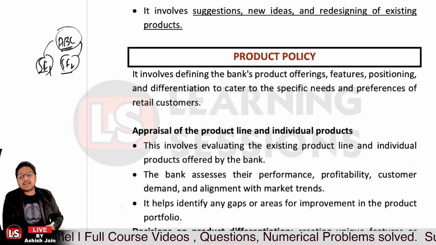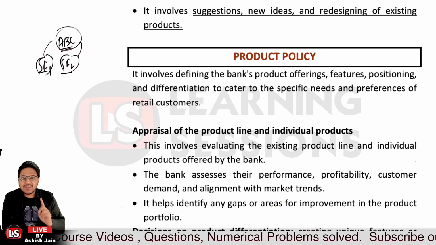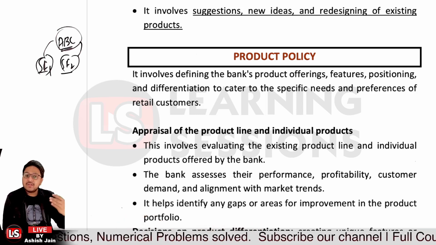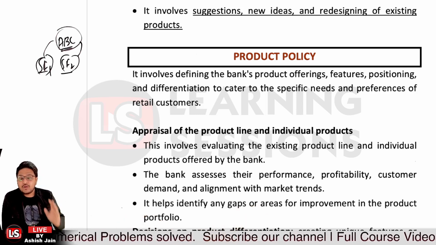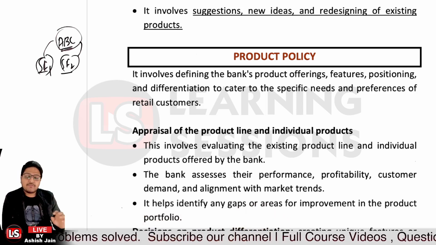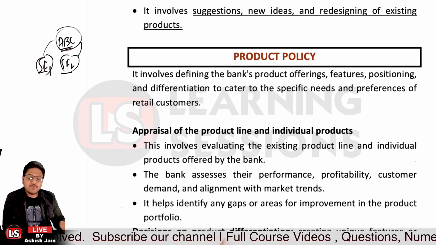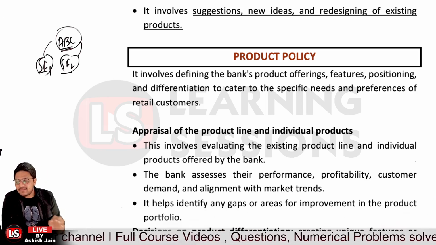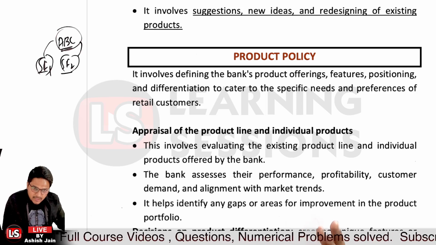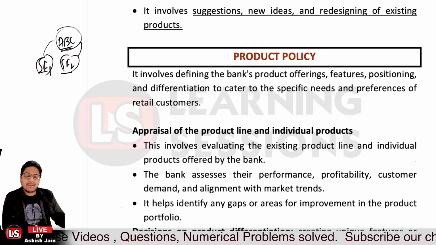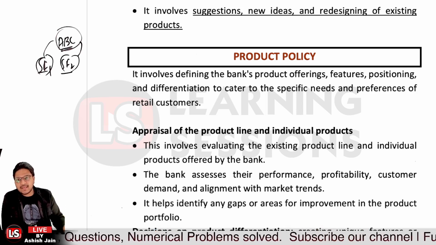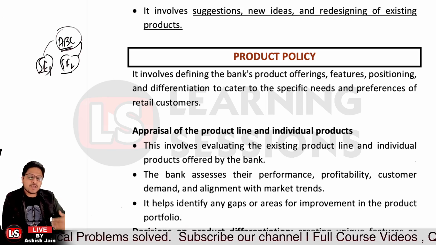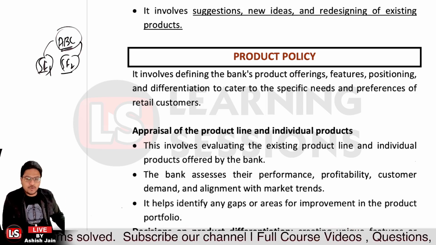The first part of product policy is the appraisal of the product line and individual products, which involves evaluating existing products. If you have a wide range of products, a very good product line, you must evaluate the different products in the product line and the individual products offered by the bank. We must assess their performance, look at their profitability, customer demand, and alignment with market trends. Whatever gaps or loopholes are found, we must look for areas of improvement in the product portfolio.